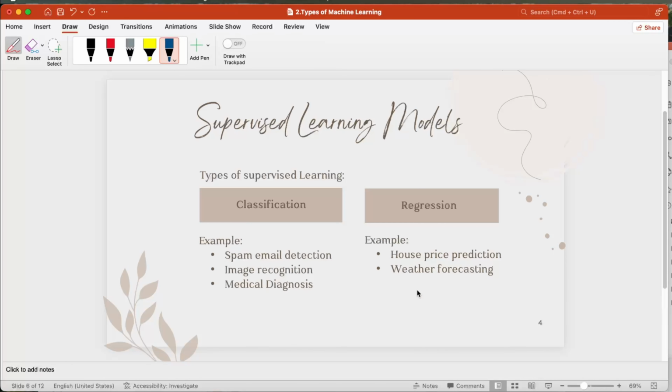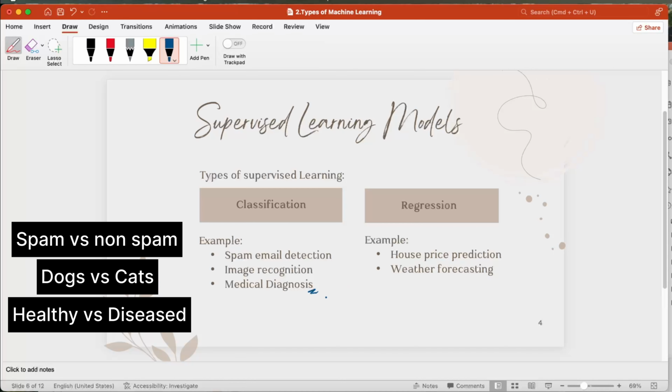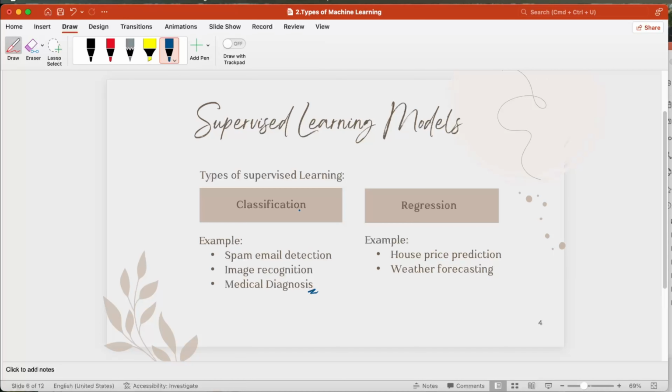Let's discuss some examples for classification and regression. In classification, we can talk about spam email detection. Here, the model will classify emails into two different categories, spam and not spam. Whereas in image recognition, the model could classify images of animals into categories like dog, cat, bird, etc. And for medical diagnosis, it can be used to categorize patients into different categories like healthy or diseased based on their medical data. So essentially in classification, your output labels are categories, things you can count or list, like dog versus cat, spam versus not spam, etc.